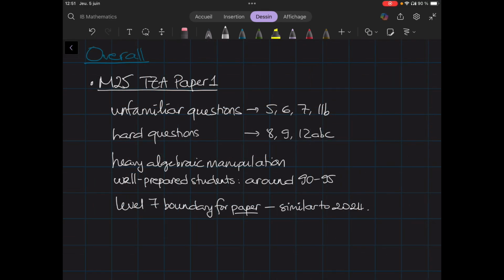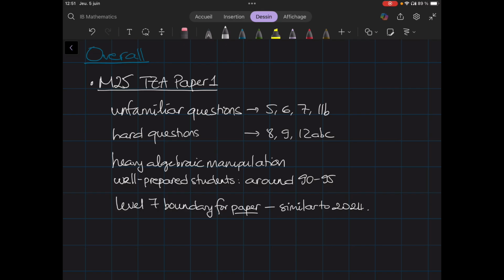Hey yo, so these are my comments for the M25 TZ2 Paper 1, and this is Andrew. I would say the paper is decently difficult. There are a couple of unfamiliar questions, questions 5, 6, 7, and 11b in particular. Those are the questions that you would not have seen coming. Questions 8, 9, and 12a, b, c are hard in their own ways.